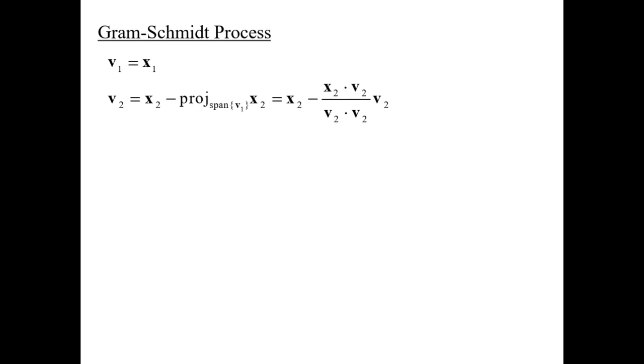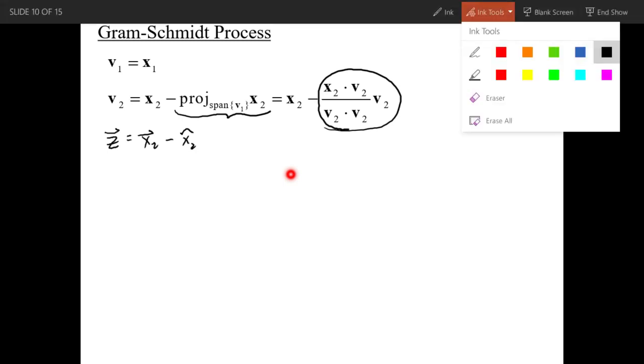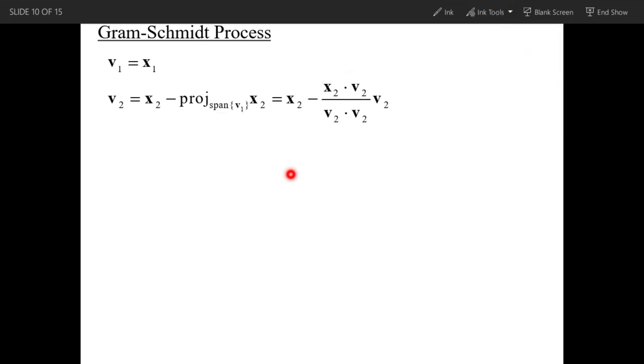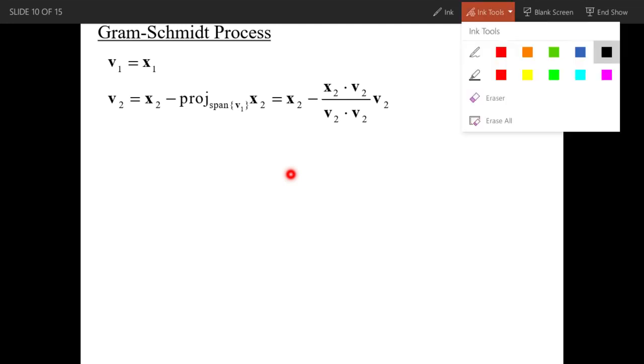Remember, that was our z, right? I'll erase this in a second. But basically what we need to find is a vector that is orthogonal to x, that's z, which is basically x2 minus x2 hat. And here's x2 hat, and this is my formula for x2 hat. And again, I'll erase this in a minute. But that's the idea. Z was that vector that was orthogonal to the other one. So let me erase this. So the answer is, we're looking for a vector that's orthogonal to the original one.